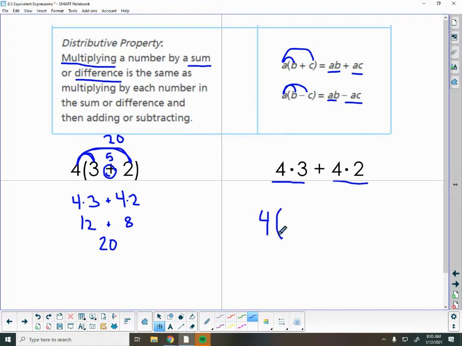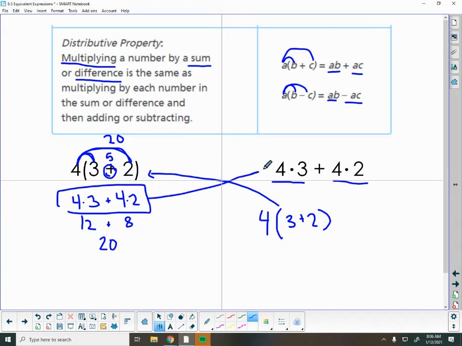So what are we left with here? 3. What are we left with here? Plus 2. And we can see using that distributive property that these are actually going to give us the same problem. So when I use that distributive property, I either turned this problem into this one or turned this problem into this one. So using that distributive property, we can see if expressions are equivalent without even doing them.